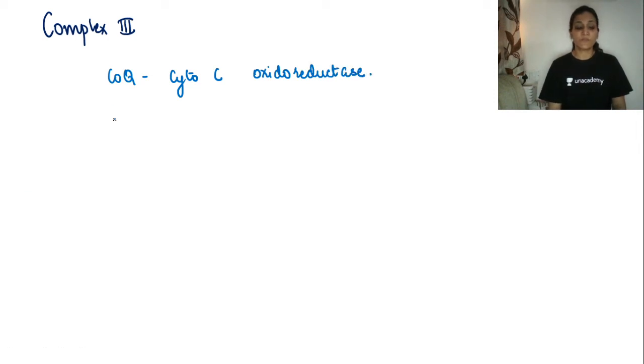This is the name of the complex. Cytochrome B, cytochrome 1, and iron, in ferrous and ferric form. That is the oxidized and reduced form.